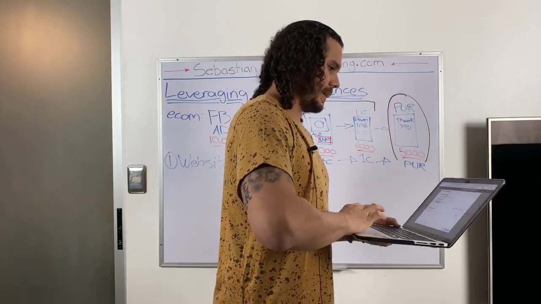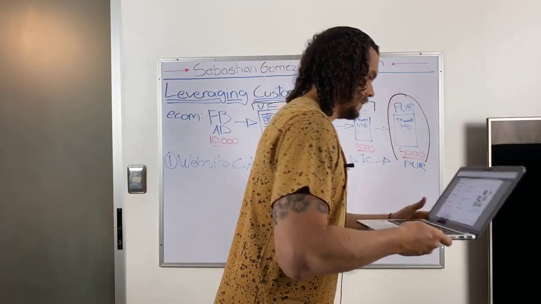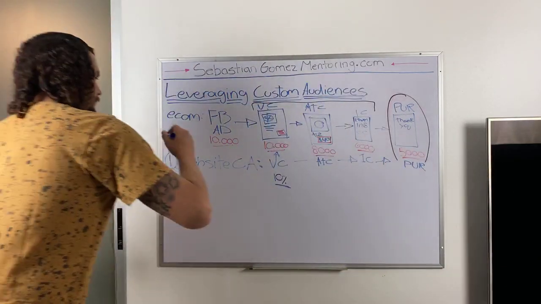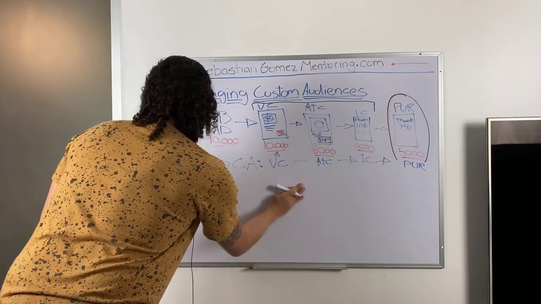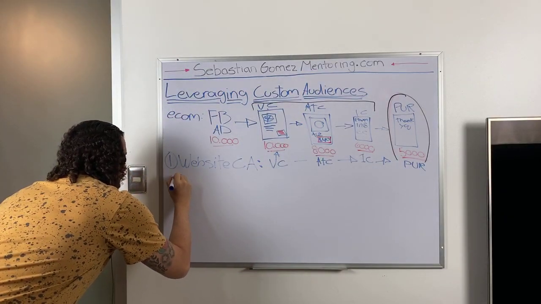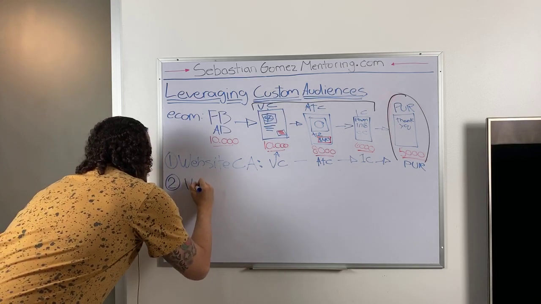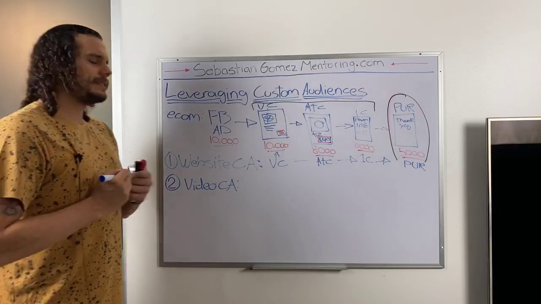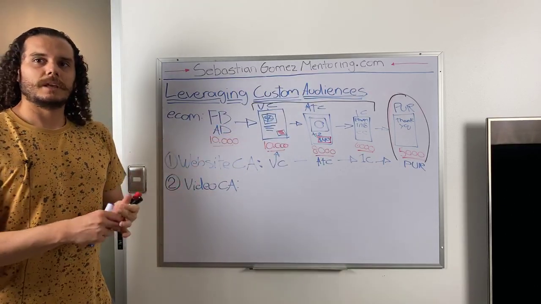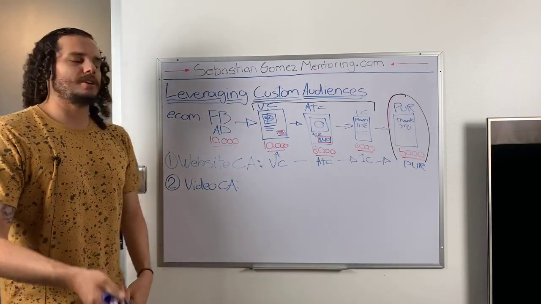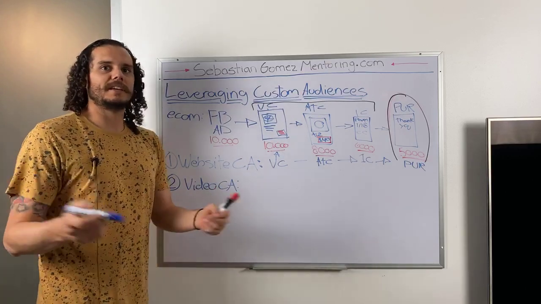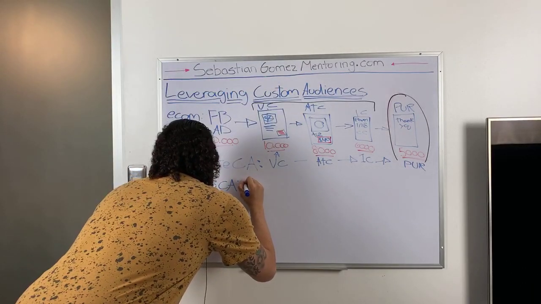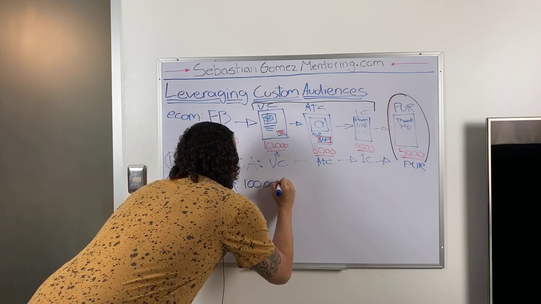Number two, let me go back here. The next one is one that I really, really like. It's creating, let me delete this for the sake of the example, number two, video custom audiences. So let's say that this ad is a video and we're getting impressions. Let's say that the video that I ran over a period of one week, two weeks, got me 100,000 views.